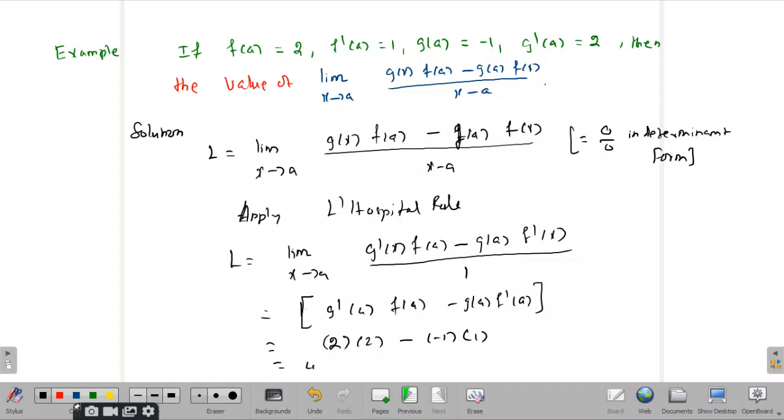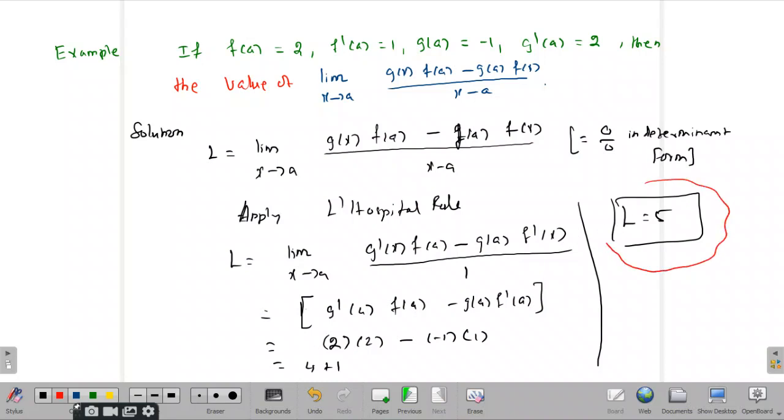This gives 4 minus, or rather 4 plus 1 into 1, and this gives the result 5. This is the limit. So what is the final answer? L equal to 5. Go through it. We'll continue in the next class.